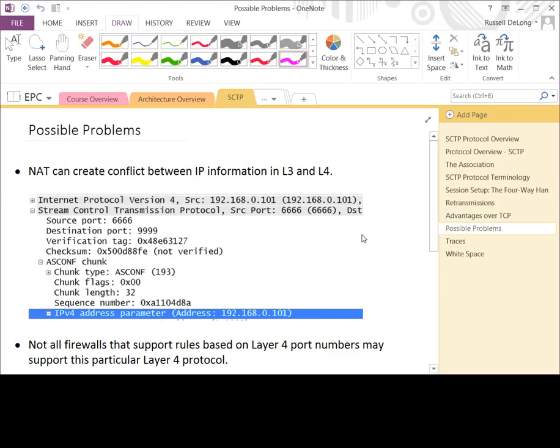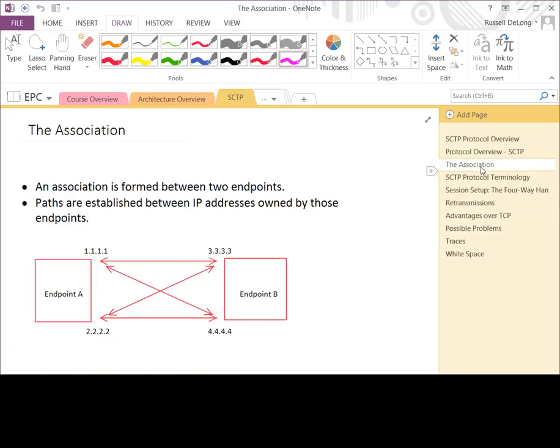So, possible problems with SCTP. First of all, NAT can create a conflict between IP information that's being exchanged in layer 3 and layer 4. The way that these paths and this association are being built is at an SCTP level, IP addresses are being communicated between these endpoints. Use IP address 1111 and 2222.